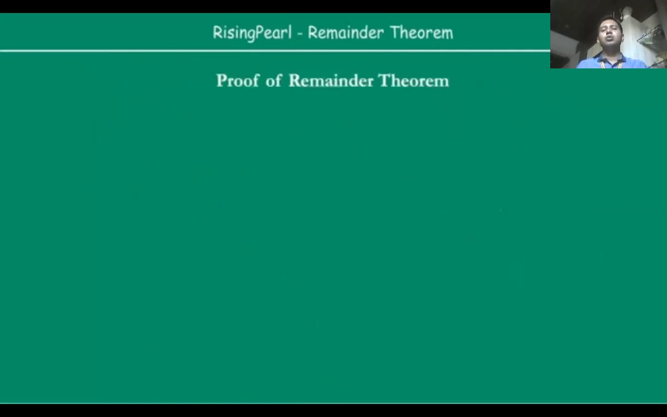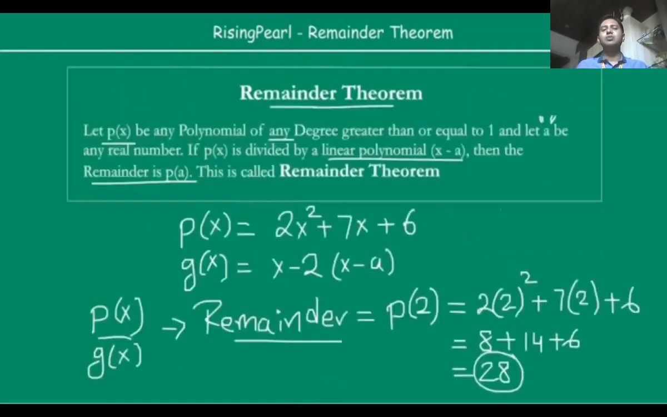Now we'll have a look at the proof of the remainder theorem. The proof of the remainder theorem is based upon a simple concept of division, that is dividend is equal to divisor into quotient plus remainder. The remainder theorem says: let p(x) be any polynomial of degree greater than or equal to 1, and let a be any real number. If p(x) is divided by a linear polynomial x minus a, then the remainder is p(a). This is called the remainder theorem.